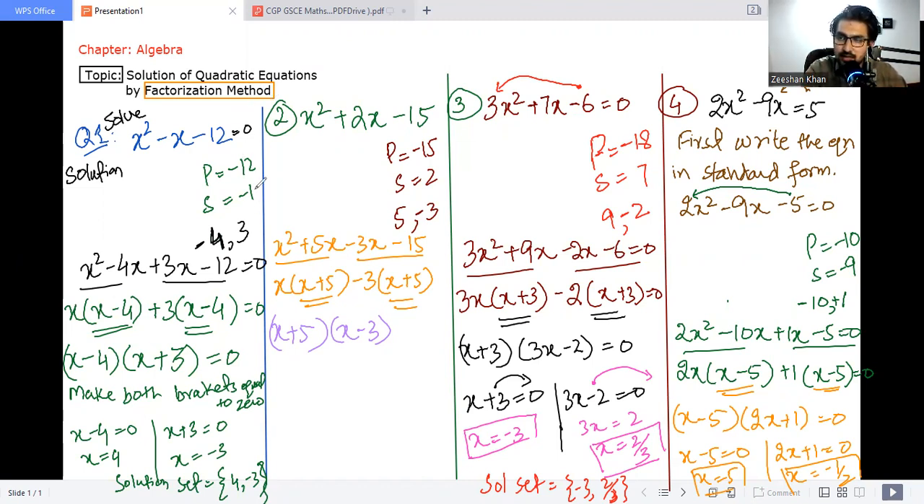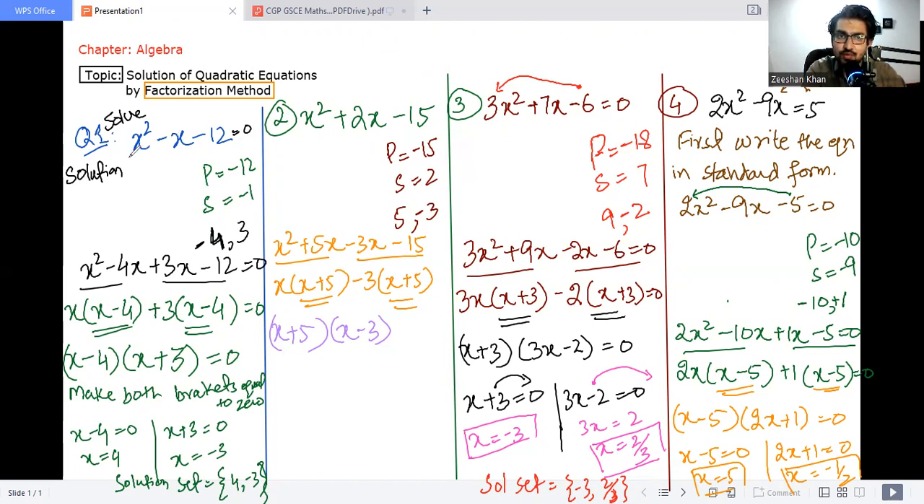And this is the method which you will apply in all the questions. The method is the same. When you learn this, you will have no issue then. So I have taken a question over here. This is x square minus x minus 12 equals 0. So this is a quadratic equation.